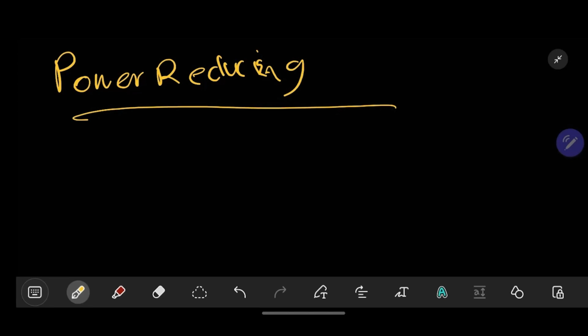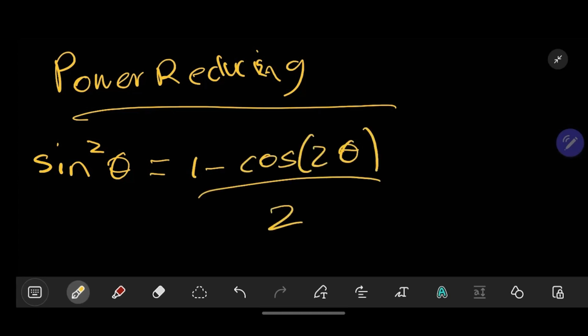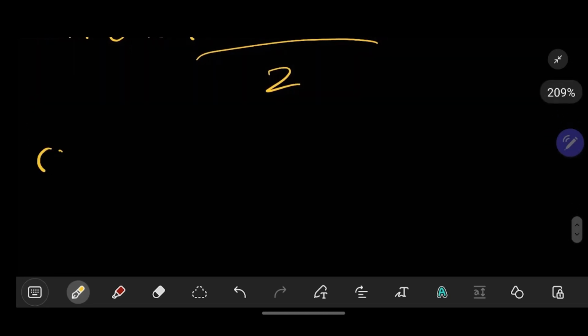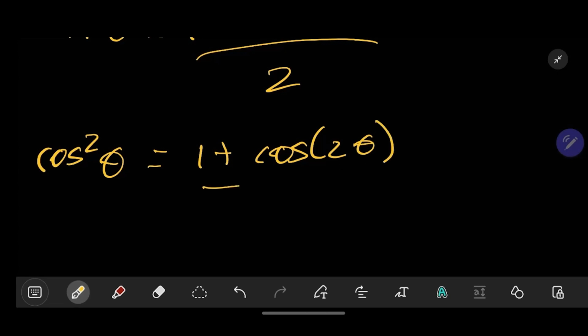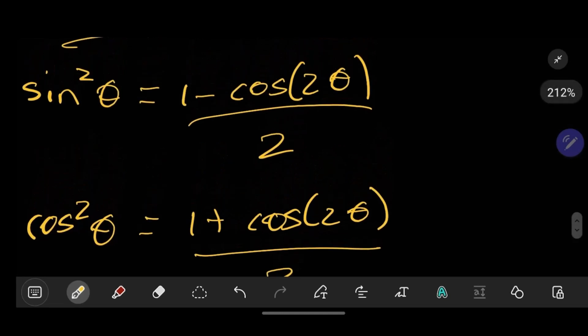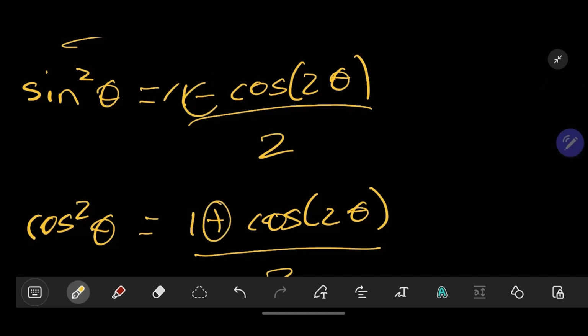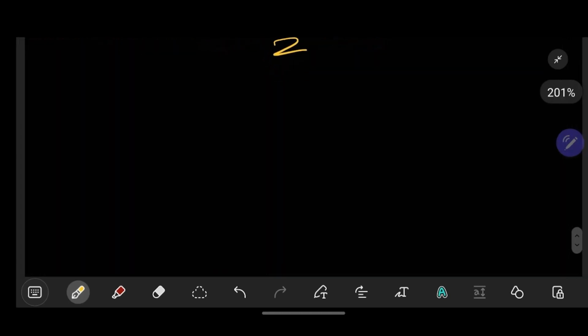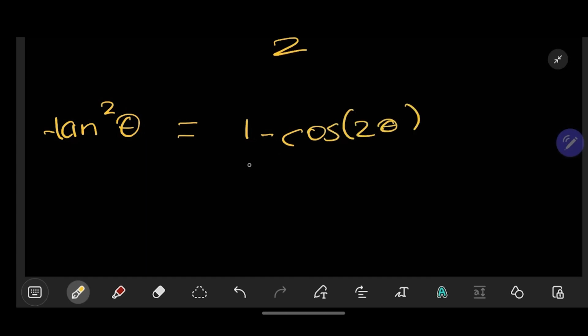Okay, so for power reducing, I'm going to take the simple examples, or the common ones that you would usually get. So sine squared theta can be rewritten as 1 minus cos 2 theta all over 2. Okay, then cos squared theta is equal to 1 plus cos of 2 theta all over 2. Okay, once again, just remember the signs here, right? They're different. Signs play a crucial role with your trig identities. Tan squared theta is basically equal to 1 minus cos of 2 theta all over 1 plus cos of 2 theta.